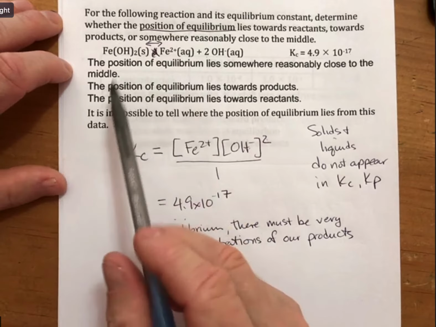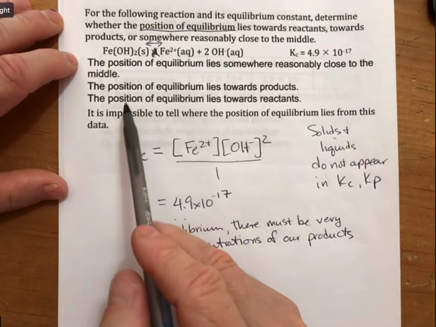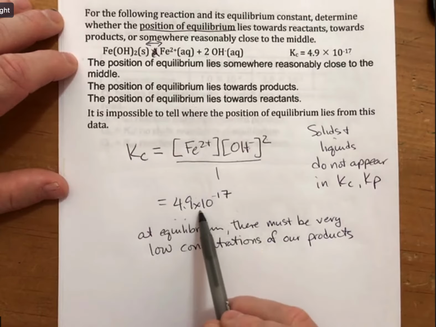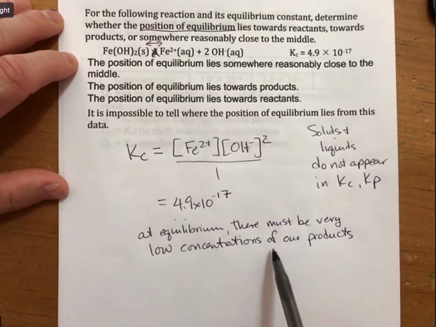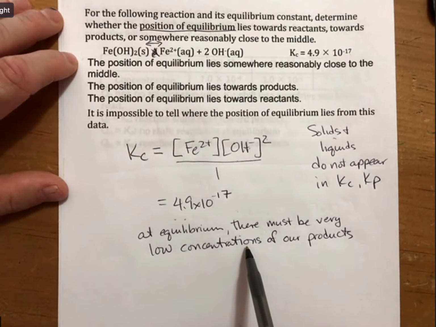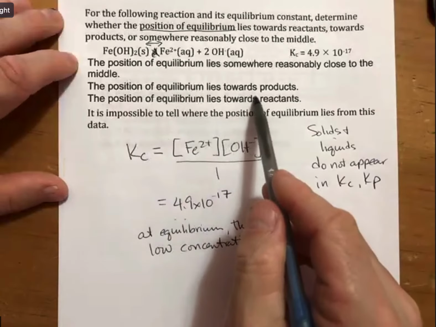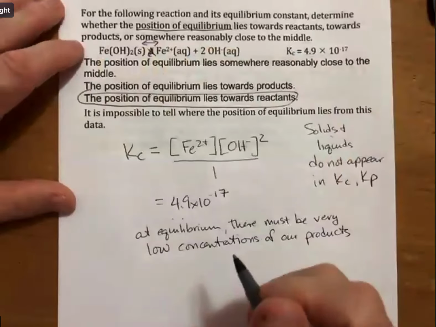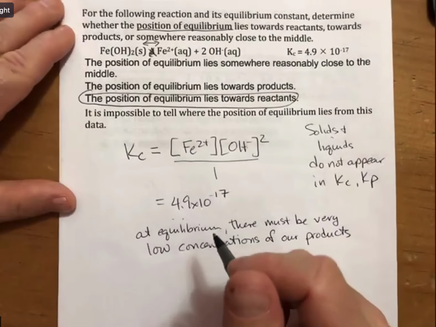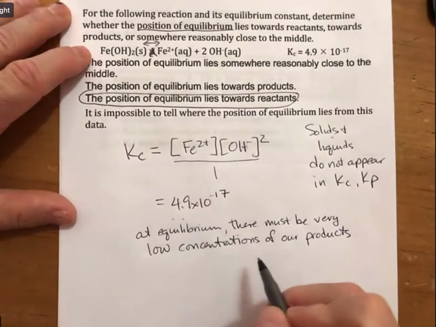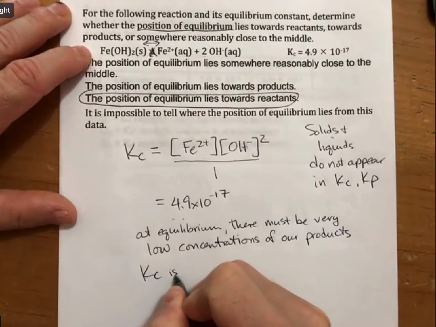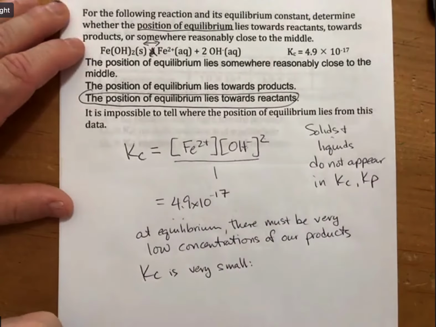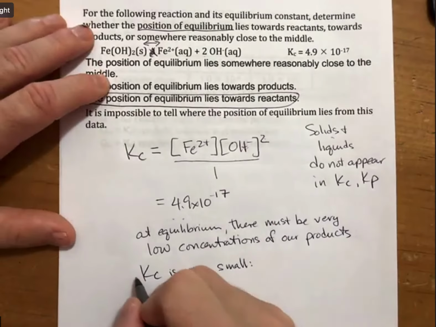And so what I would say is that the position of equilibrium does not lie toward products because we get very low concentrations of our products. The position of equilibrium lies towards reactants. And this is generally true for this and other reactions. If Kc is very small, what's called the position of equilibrium lies towards reactants.